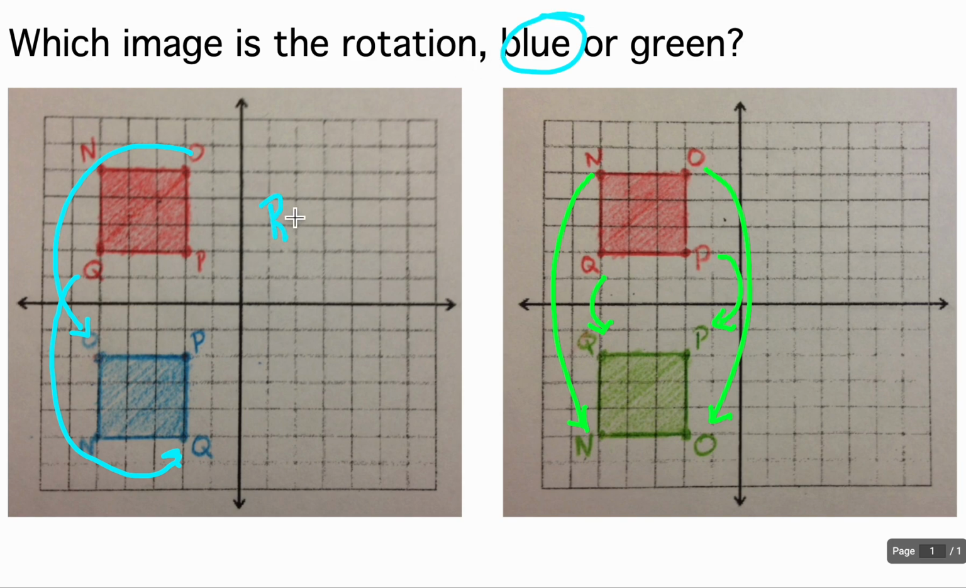So we're going to write it: rotate 90 degrees, counterclockwise. And then don't forget, we need about the origin.